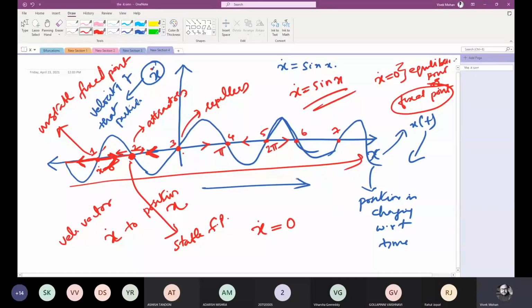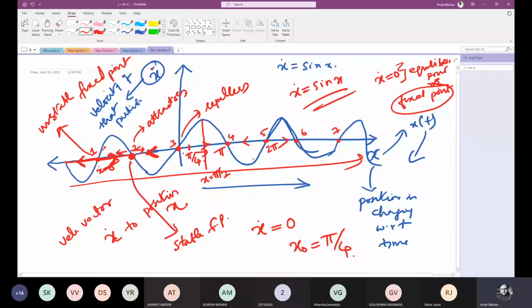So let's play with the particle with the initial condition x naught equals pi by 4, somewhere here, right? What happens? Starting at x naught equals pi by 4, it moves to the right. The particle moves to the right faster and faster until it crosses x equals pi by 2. What happens after x equals pi by 2?